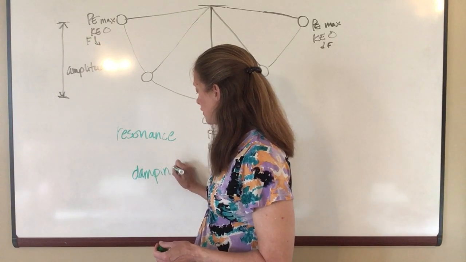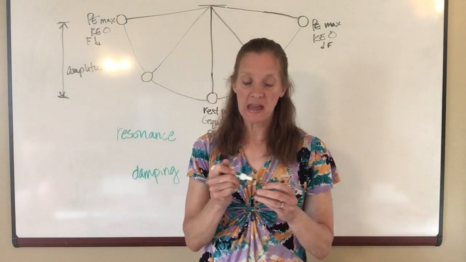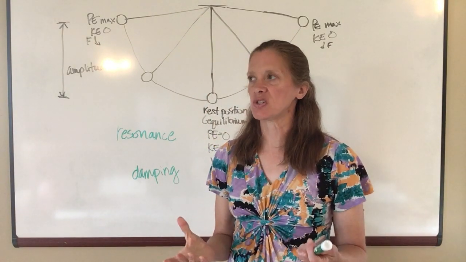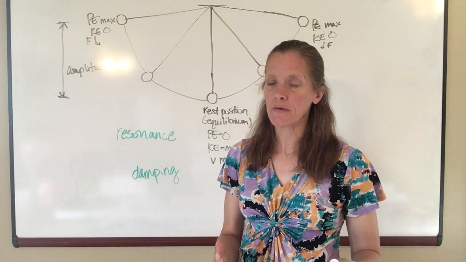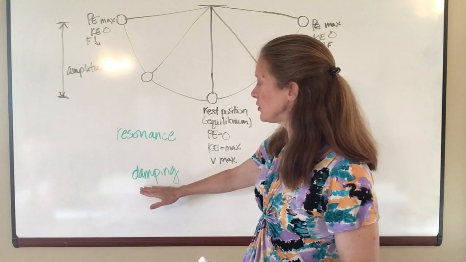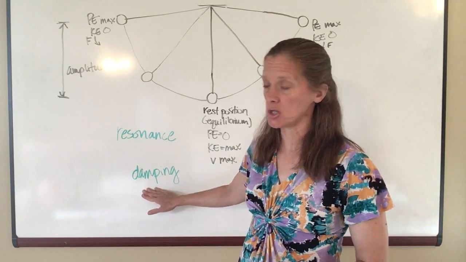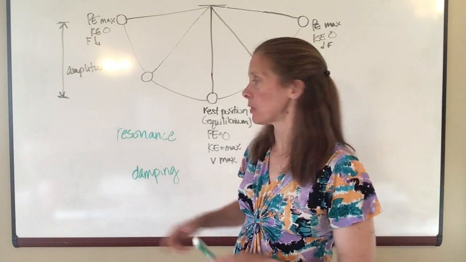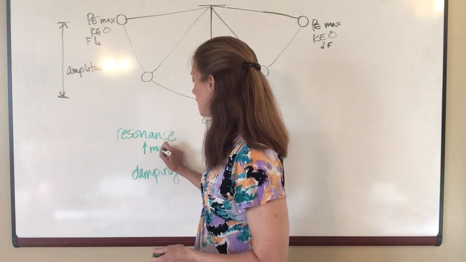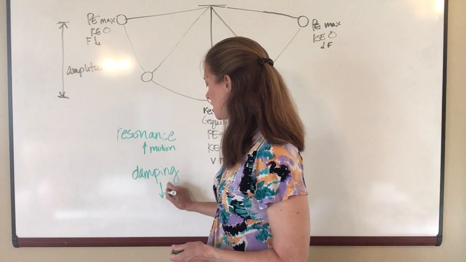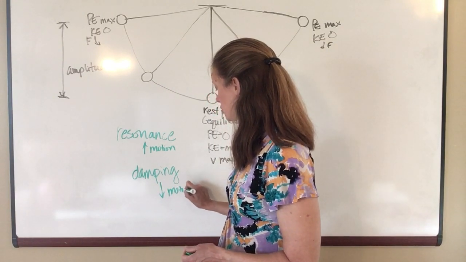If you're trying to slow down, you may drag your feet. You may just let air resistance slow you down naturally, or if you're in a hurry to get off the swing, you may drag your feet, and then you're going to be damping the motion in order to stop the motion. So resonance is going to increase the motion, whereas damping is going to decrease the motion.